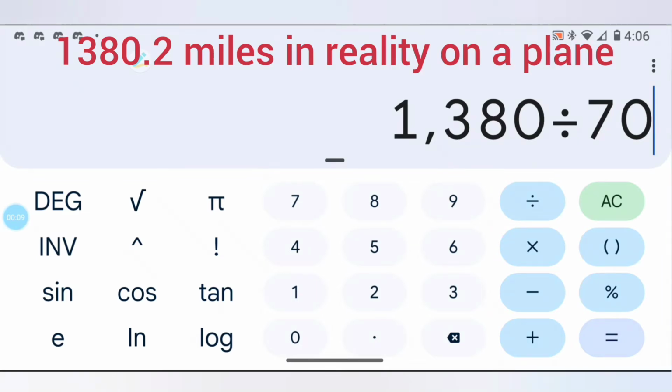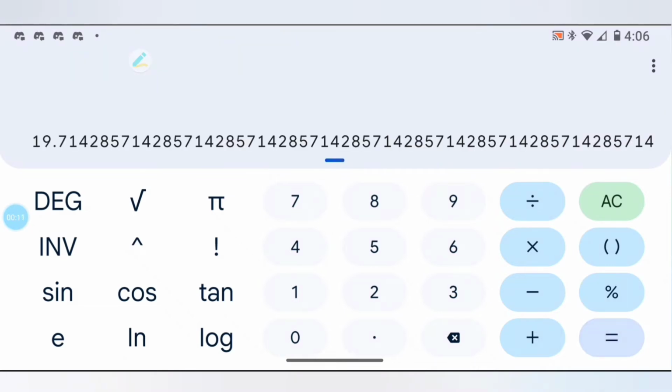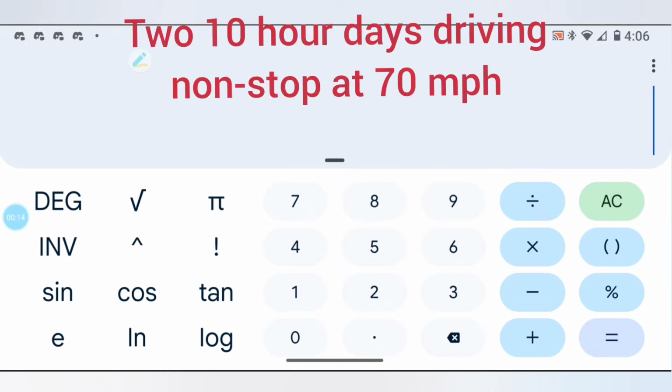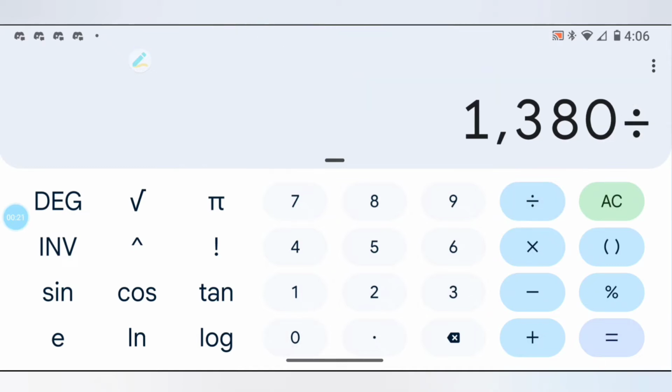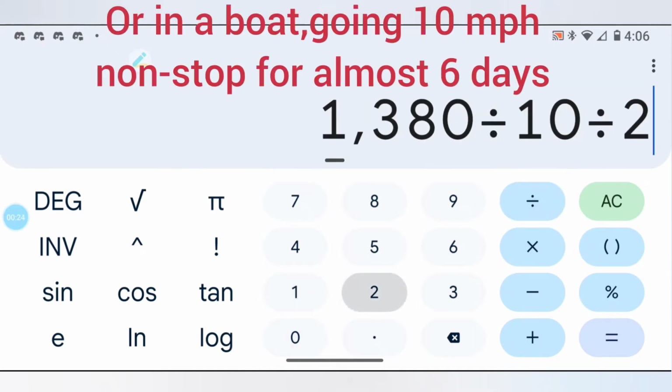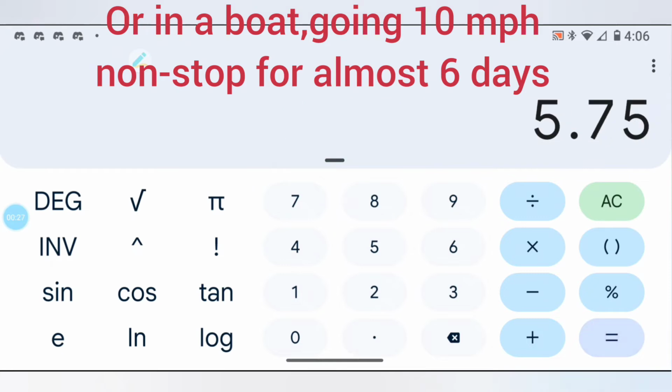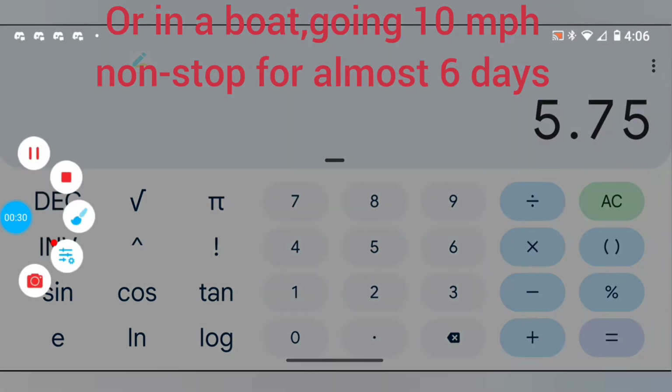So let's see what that comes out to. If we're driving 70 miles per hour, say a 20 degree angle to a star, or, well, 70 degrees, at 70 miles per hour, that's 2 10-hour days of driving non-stop. That's a long way. Let's see how long it would take to check that in a boat. Going 10 miles per hour, we'd have to travel for almost 6 days. So these distances that work so perfectly on a globe are uncheckable. They're untestable. Them are some long distances.